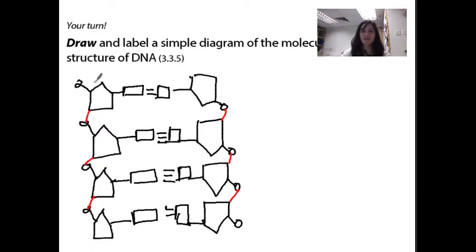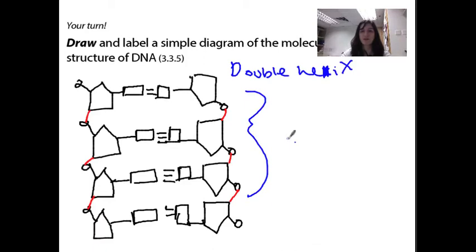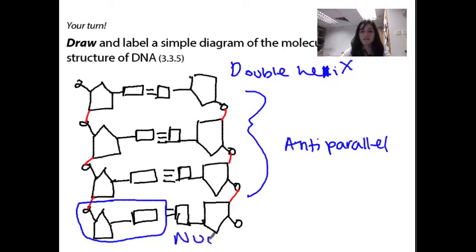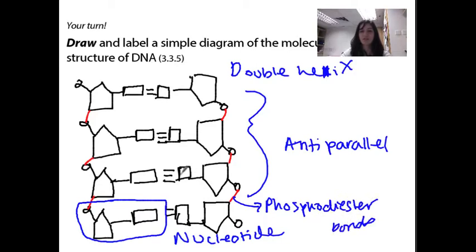What are the important features? Well, we can start off by saying that we've got a double helix here, and that our double helix, these two strands are anti-parallel. We can also label that each of these structures is one nucleotide, and that the nucleotides are joined by phosphodiester bonds, and that the nitrogenous bases are joined by hydrogen bonds.